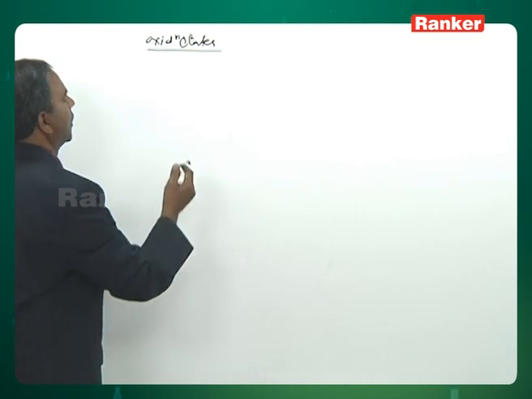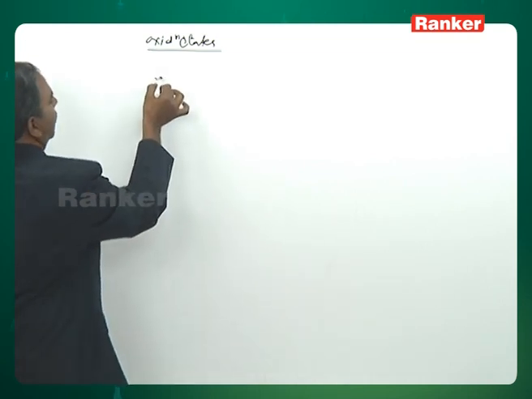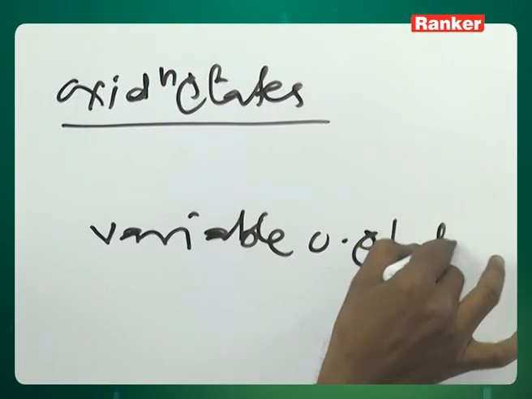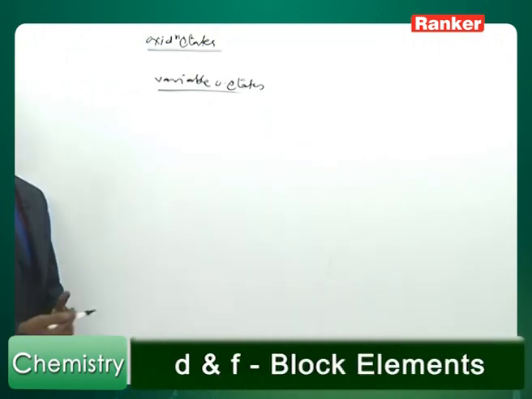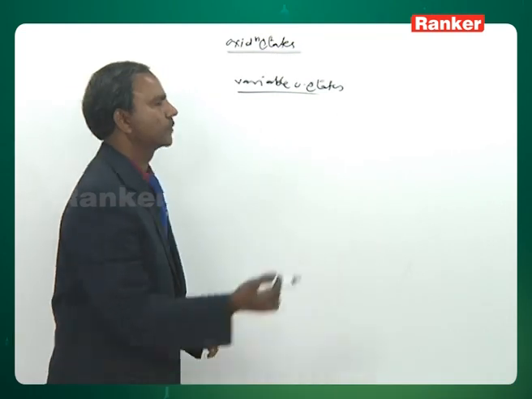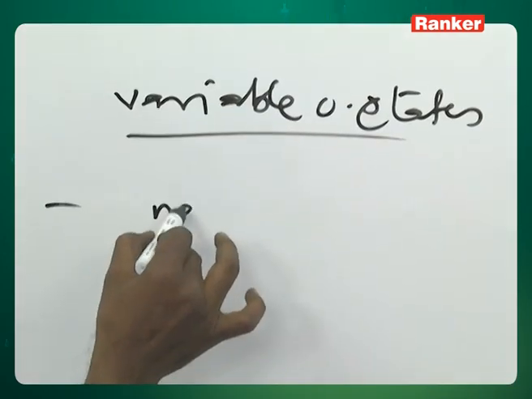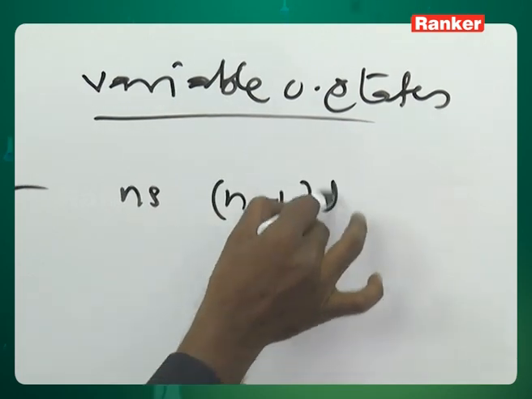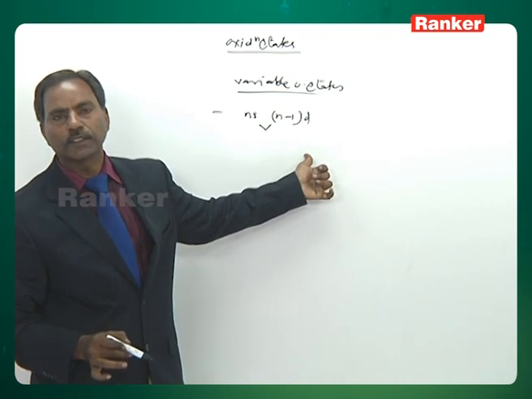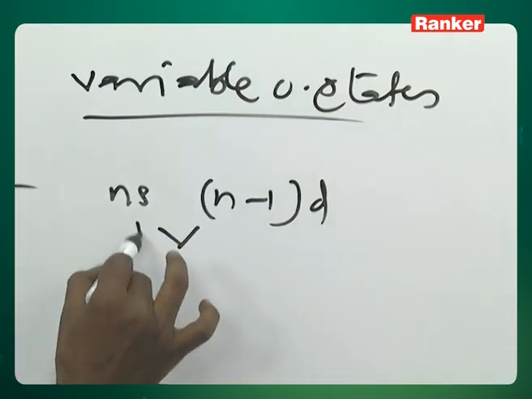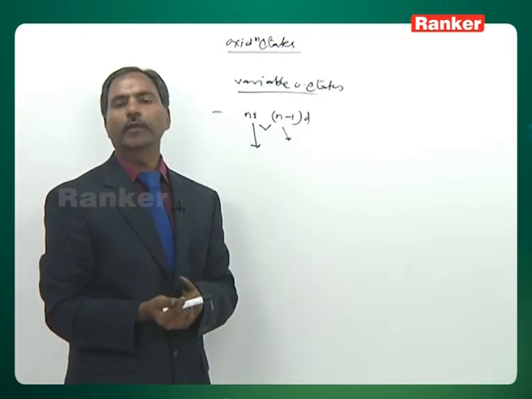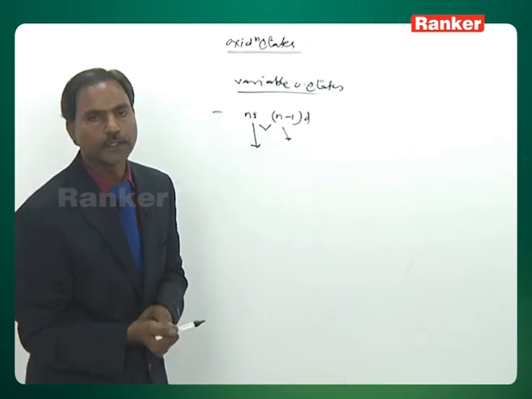Oxidation states. Most of the d block elements exhibit variable oxidation states. Why do they exhibit variable oxidation states? It may be due to the energy difference between ns and (n-1)d orbitals being small. What happens by that? The electrons from s orbitals and d orbitals easily get involved in bonding. Therefore, they exhibit variable oxidation states.